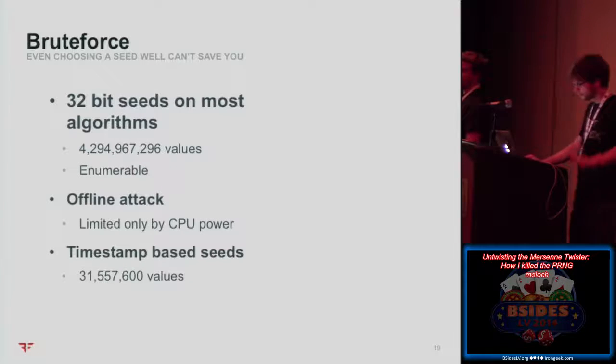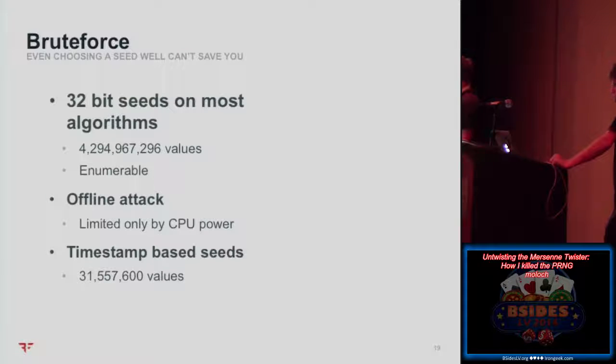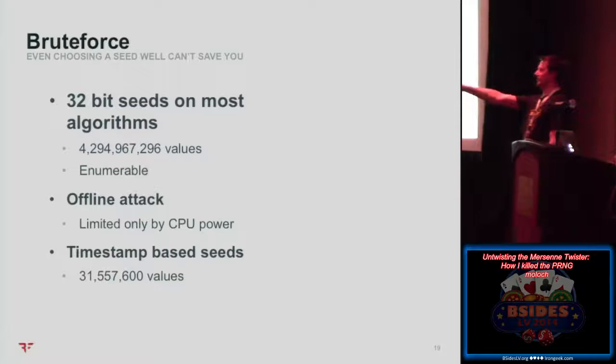And also timestamp-based seeds. The 31 million values is the number of seconds in a year. So that's a much, much smaller value, right? Do I see a hand? Sure, I'll take a question.